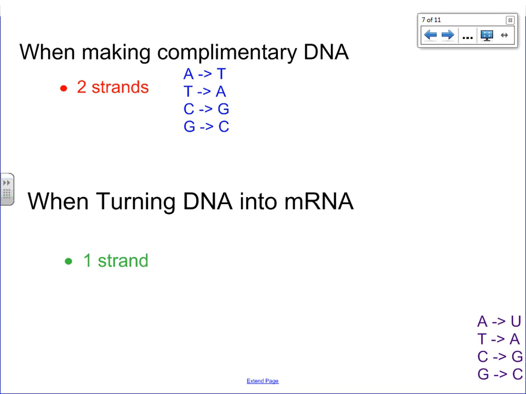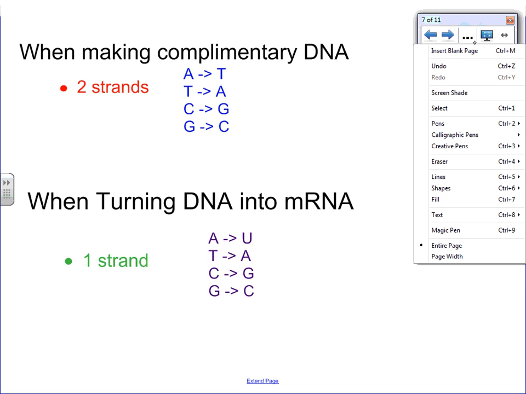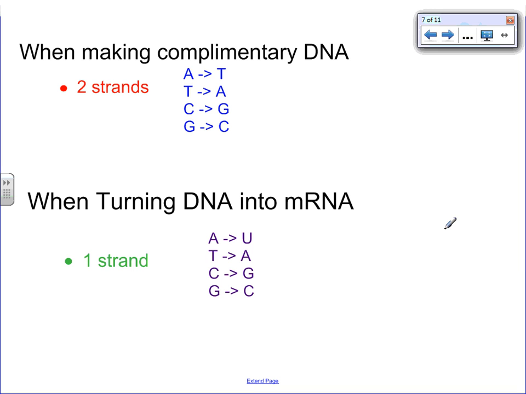Now, again, this looks very similar to making complementary DNA, except for one small difference. In mRNA, the molecule thymine doesn't exist. All right, so everything else works exactly the same. That thymine on DNA still pairs with adenine on RNA. Cytosine on DNA would make guanine on RNA. Guanine on DNA would make a cytosine on the RNA. But the difference has to do with this one right here.